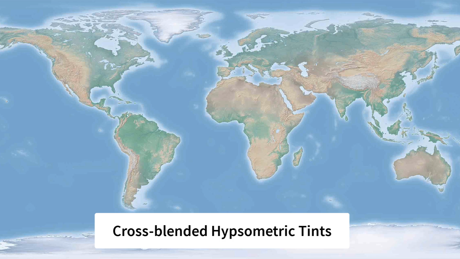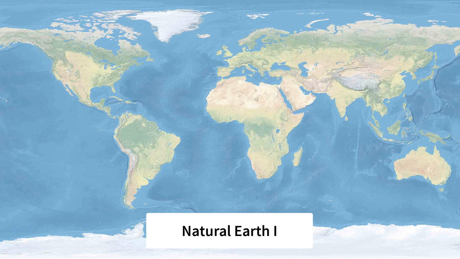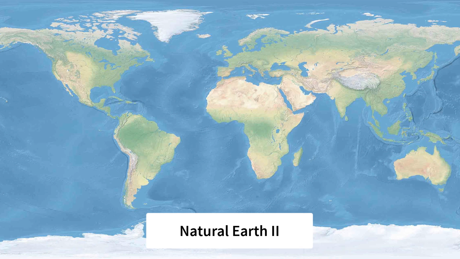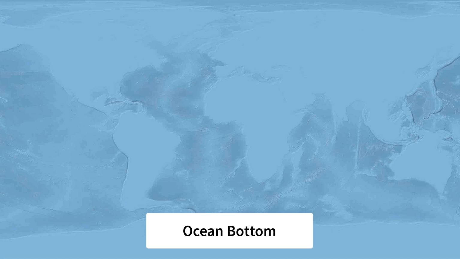Cross-blended hypsometric tints. Hypsometric coloring uses colors similar to the natural environment. Deserts are brown, forested areas are green, and polar areas are blue-gray. Natural Earth 1. These files use a light natural color palette. Natural Earth 2. These files use a color palette showing the Earth as imagined before modern civilization. This is my preferred version of relief with land cover.